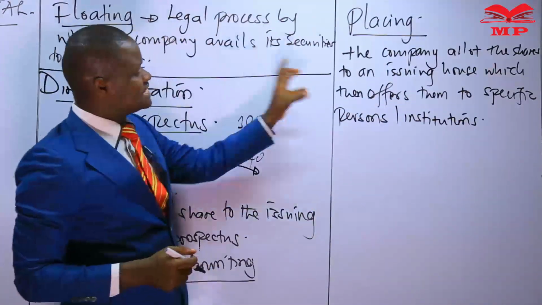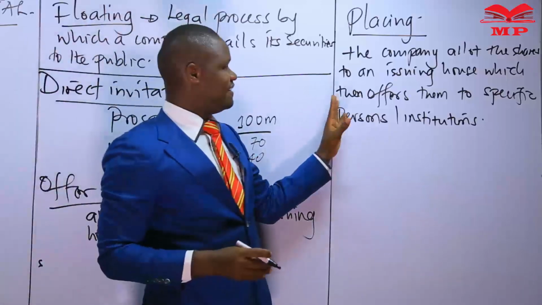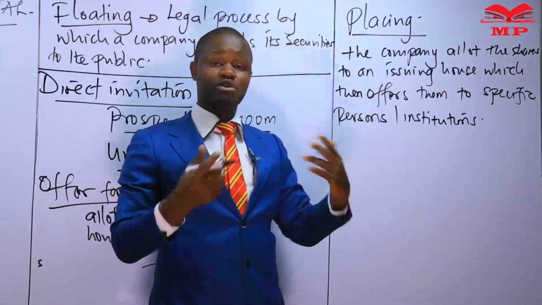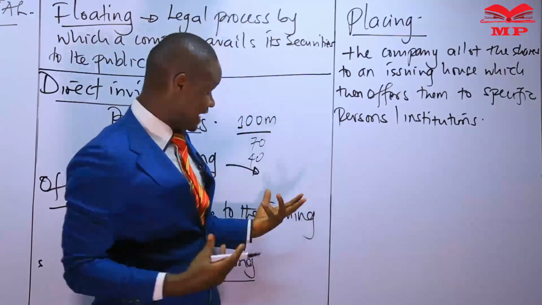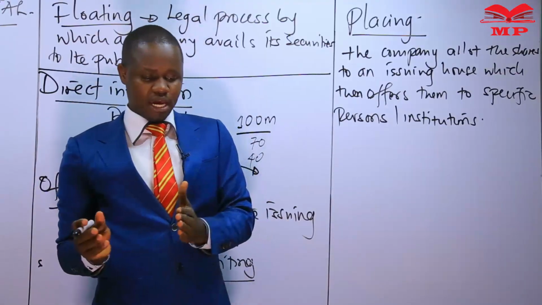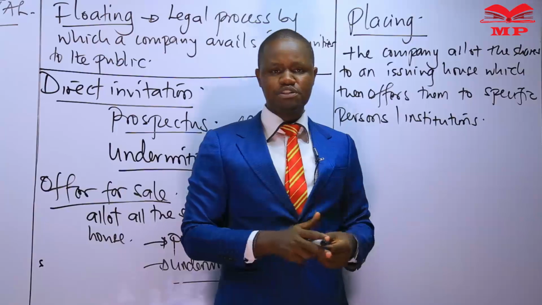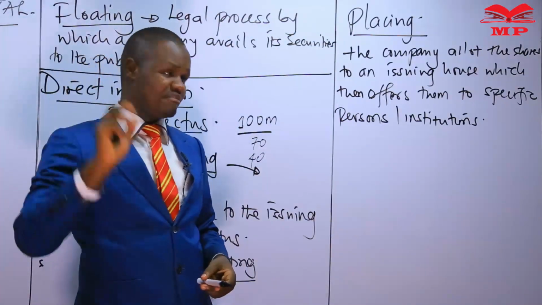Now, in this case, because we are not inviting the public directly, we are saved from the inconveniences and all the costs of doing a prospectus. We shall also not be faced with the risks of underwriting. What the company that wishes to raise capital is doing is allotting all these shares to an issuing house, and then giving them the responsibility of having these shares offered to possible or willing investors.